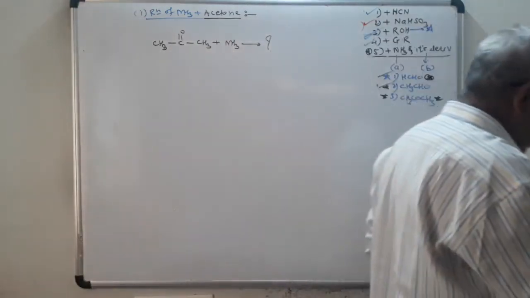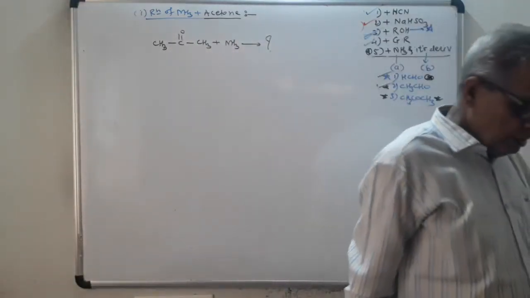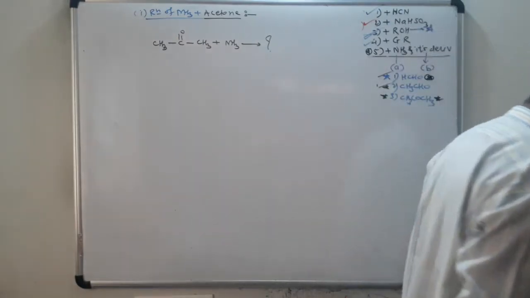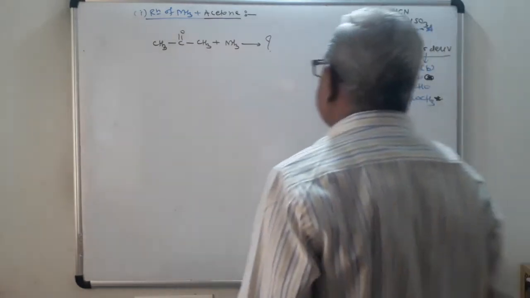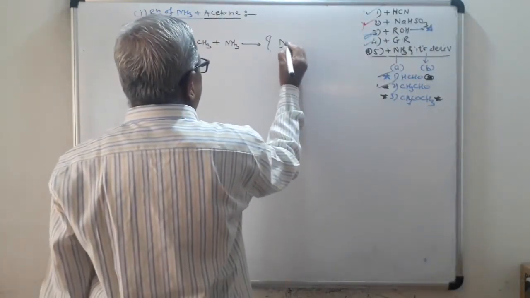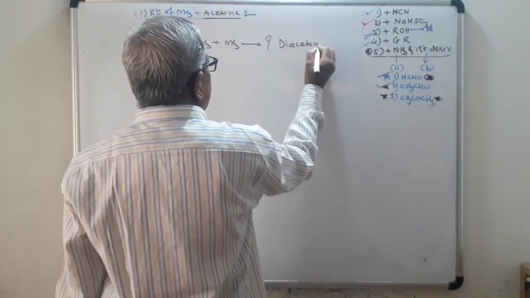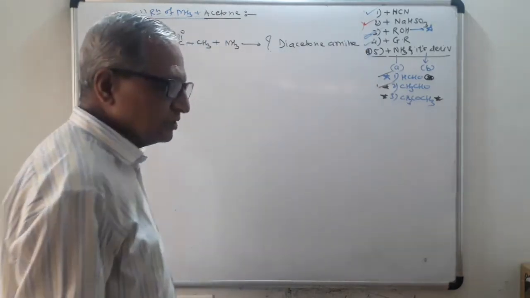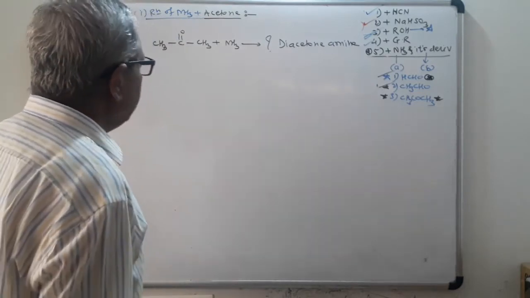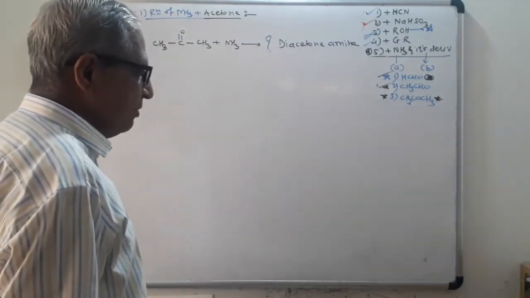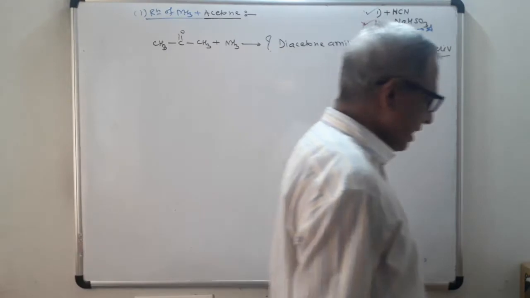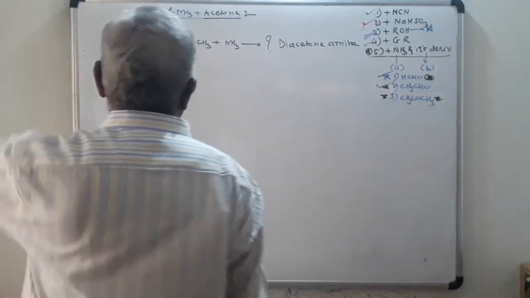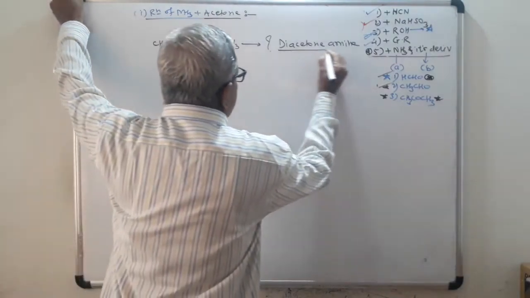When ammonia is treated with acetone, it results in, it gives diacetone amine. Diacetone amine. I will explain how that diacetone amine is formed. And see the structure of diacetone amine.